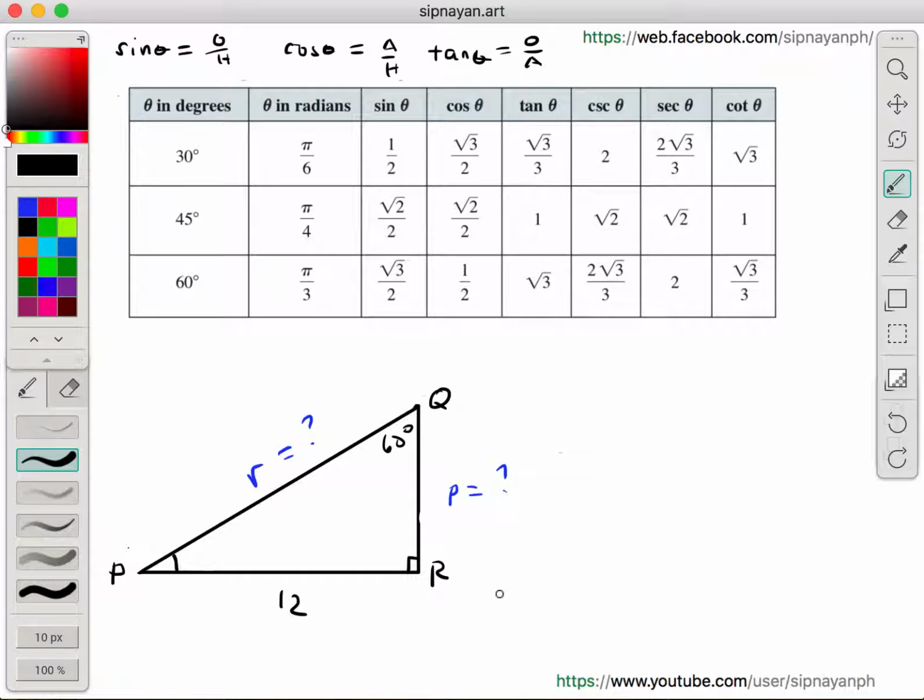For example, ito pala, yung R natin, yung right angle natin, ang opposite niya is small r din. The small r is the length and the big R is the angle. And ganun din, yung large P, ang opposite niya ay small p.